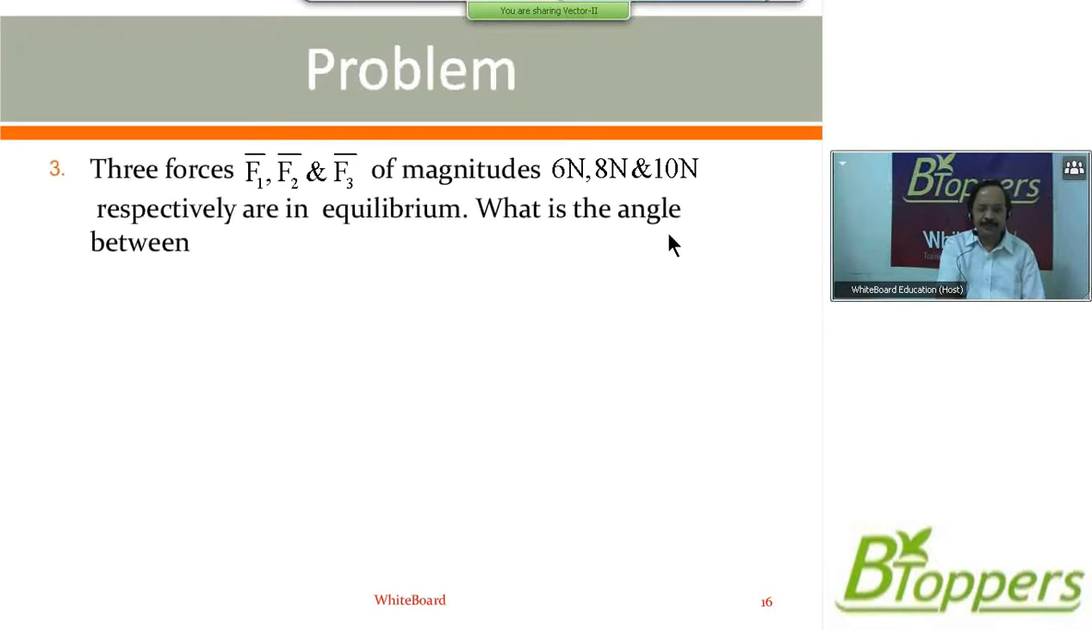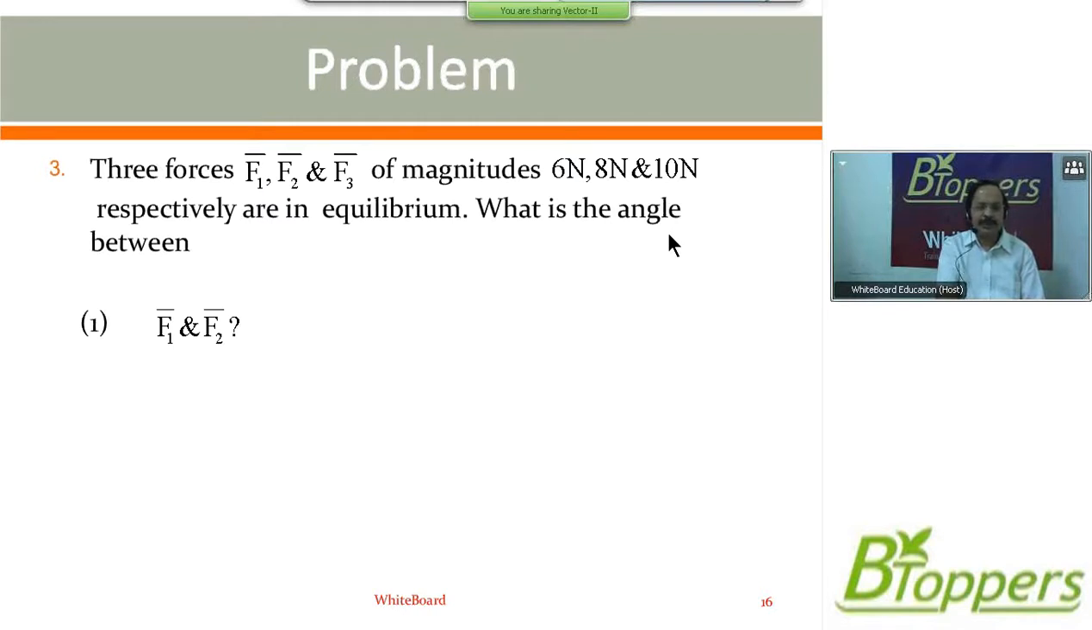Problem number 3. This problem is also same model, but I wanted to give another problem, same model, for your practice so that you gain more confidence to solve this problem yourself. After going through the problem, you can first try to do it yourself. You can take a pause and try to do the problem yourself.